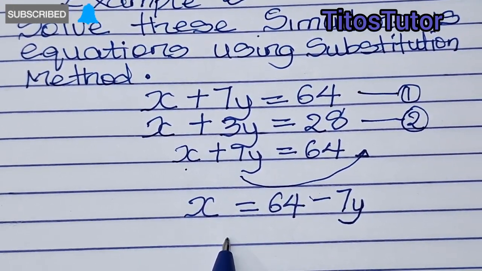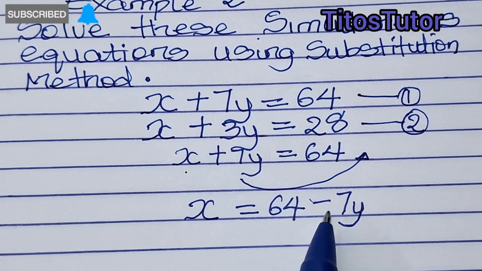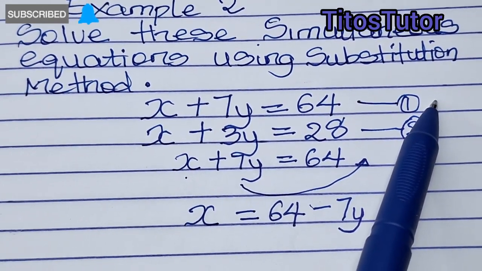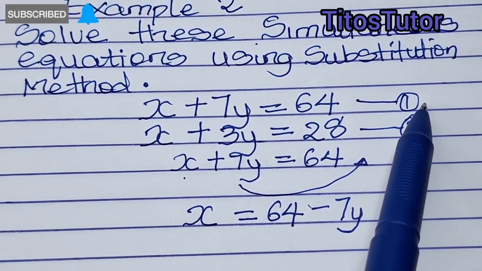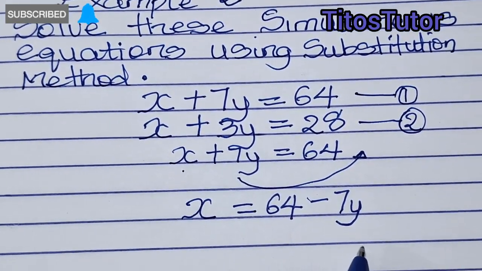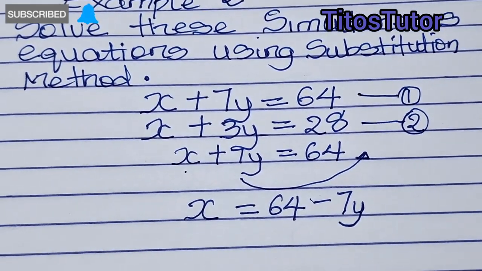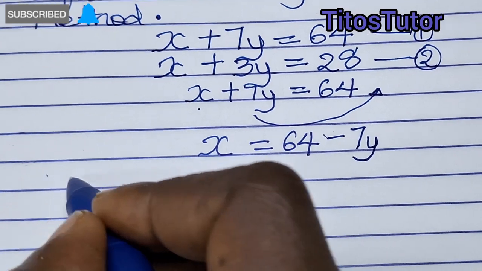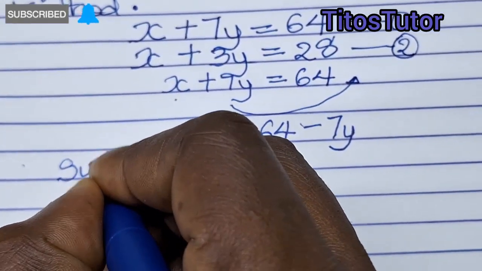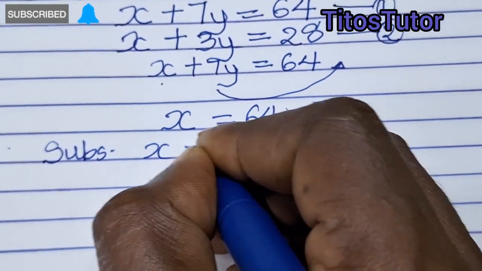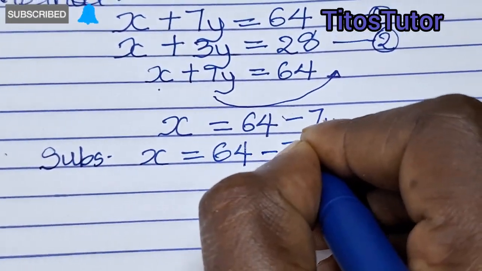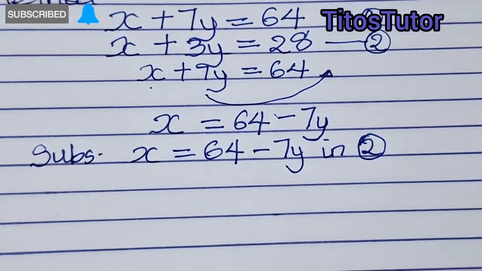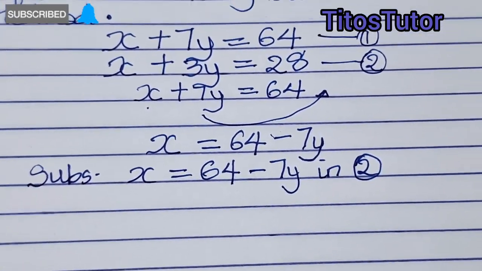So what I'm going to do next is substitute x as 64 minus 7y in equation 2. I cannot substitute it back into equation 1 because I made it the subject of the formula from equation 1. So it is mathematically wrong to substitute it back into equation 1. Okay, so here's what I'm going to do. I'm going to say substitute x is equal to 64 minus 7y in equation 2. I'm substituting it in equation 2.